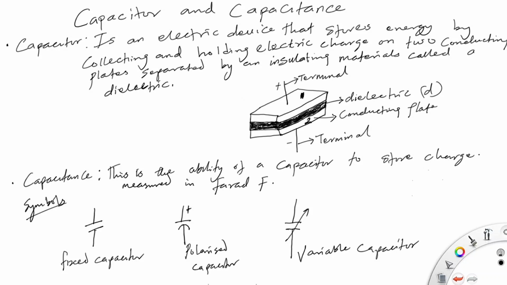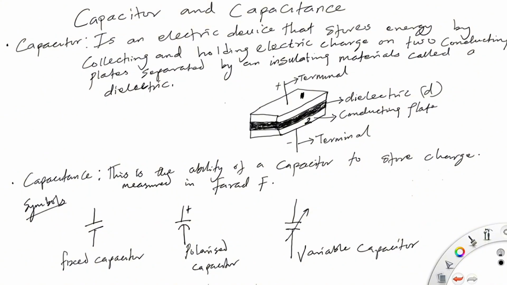Okay, so today we'll be looking at capacitor and capacitance. So this is what we'll be dealing with. Let's start by definition. What is a capacitor? A capacitor is an electric device that stores energy by collecting and holding electric charge on two conducting plates separated by an insulating material called dielectric.